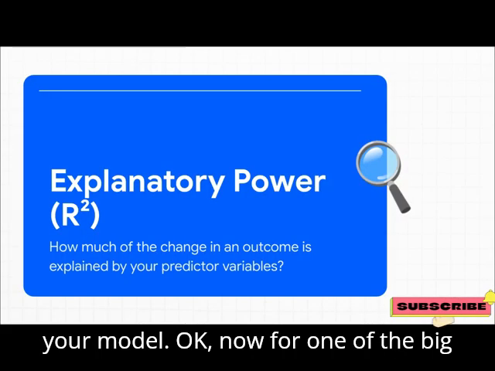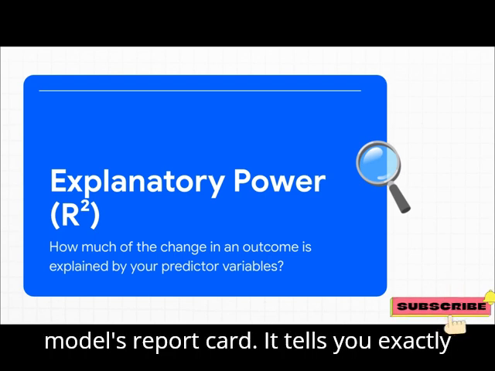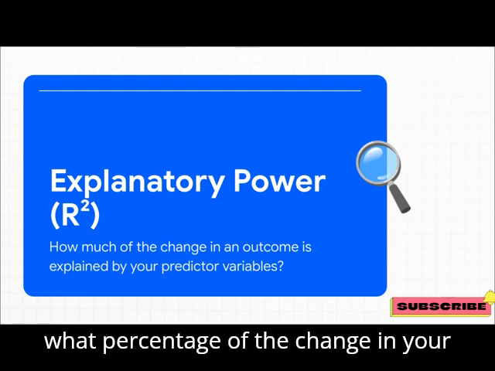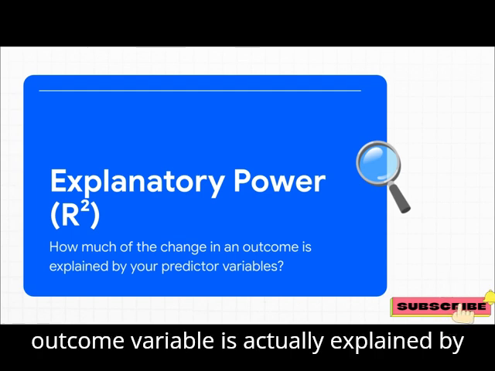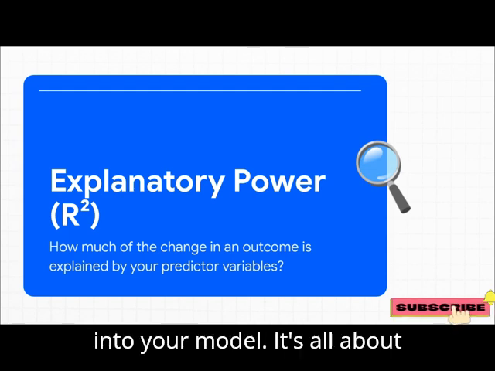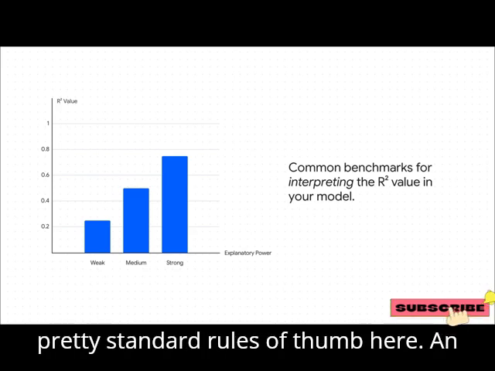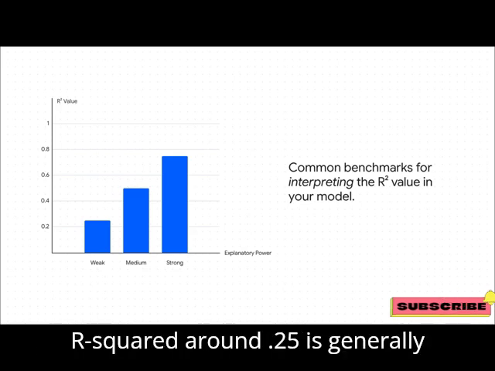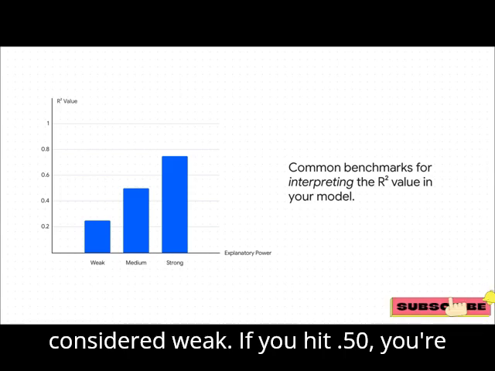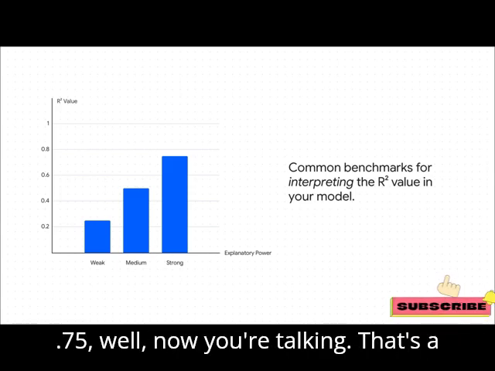Okay, now for one of the big ones, R-squared. This is basically your model's report card. It tells you exactly what percentage of the change in your outcome variable is actually explained by all the predictor variables you've put into your model. It's all about explanatory power. And we've got some pretty standard rules of thumb here. An R-squared around 0.25 is generally considered weak. If you hit 0.50, you're in the medium range. And if you get up to 0.75, well, now you're talking. That's a strong model.